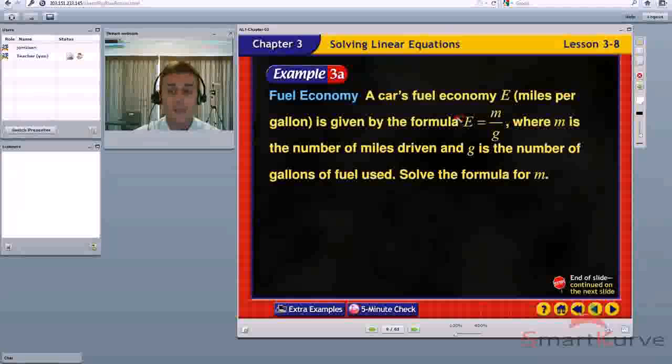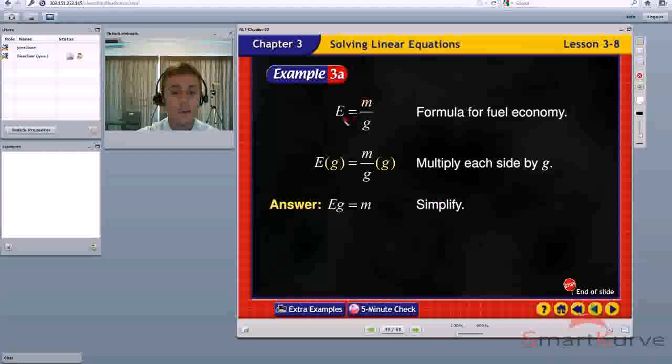A car's fuel economy, E, miles per gallon, is given by the formula E equals m over g, where m is the number of miles driven and g is the number of gallons of fuel used. Solve the formula for m. Well, if the original equation is E equals m over g, first thing we do, multiply each side by g. This cancels out, so we have Eg equals m. Solving the equation for m, m equals Eg.